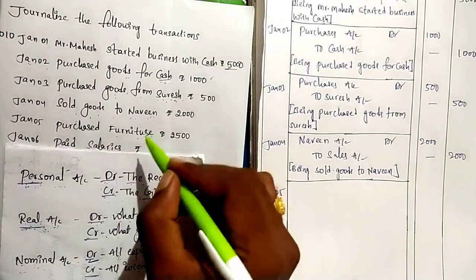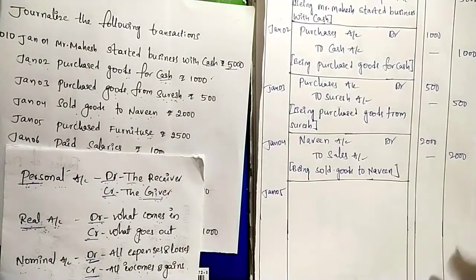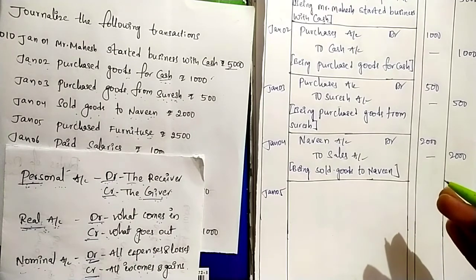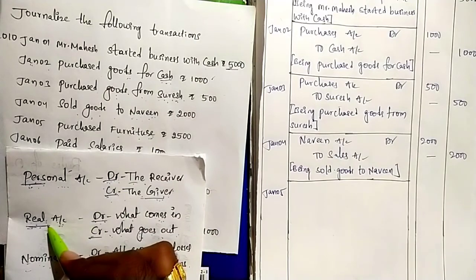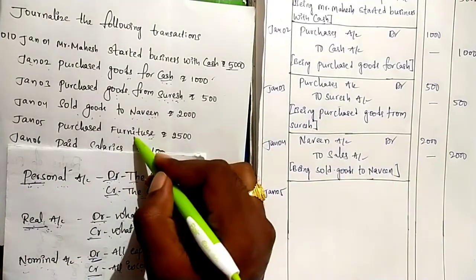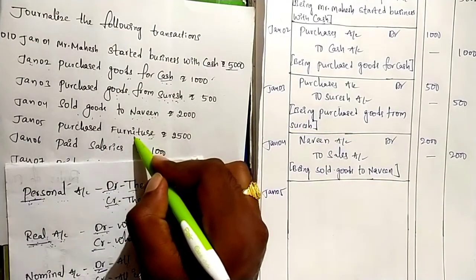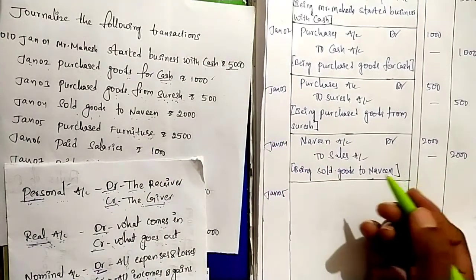At the time of purchasing the furniture, what do we have to give? We have to give cash. So automatically cash goes out. In this transaction, both accounts are real accounts, right? Both are assets. One asset comes into the business, another asset goes out. What comes in? Furniture. What goes out? Cash. So furniture account is to be debited, cash account is to be credited.